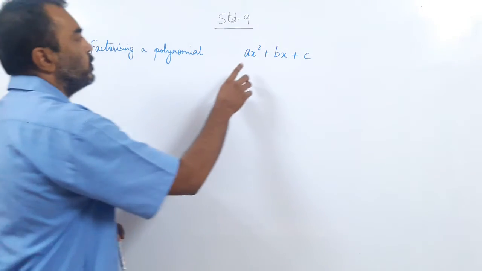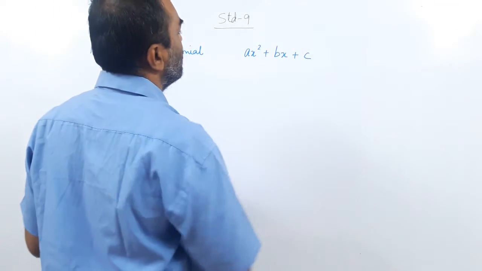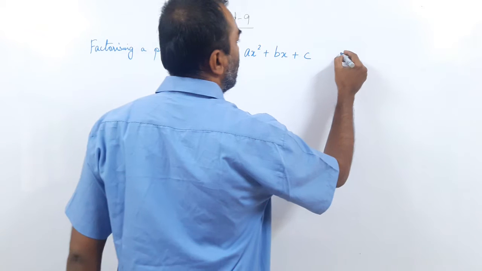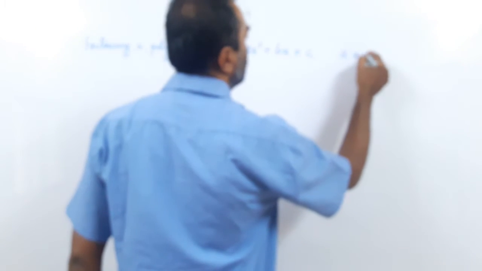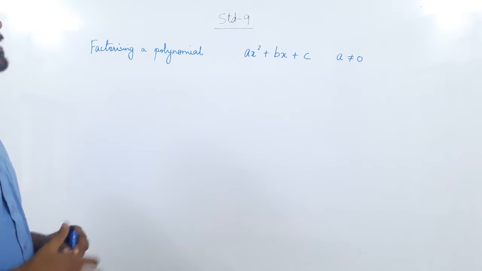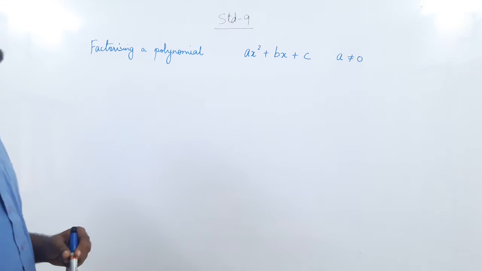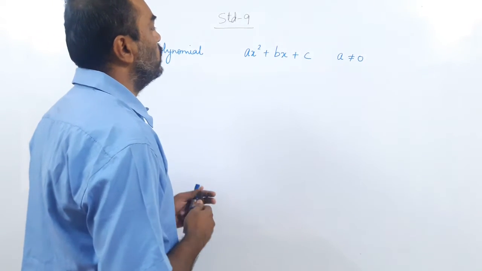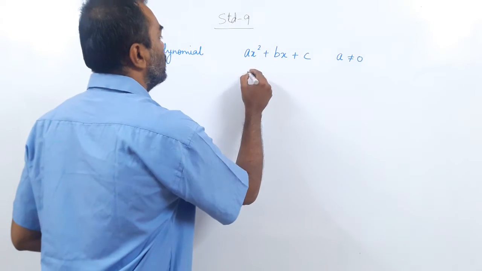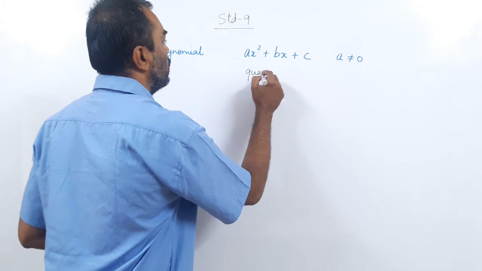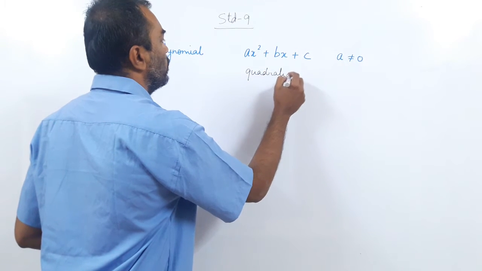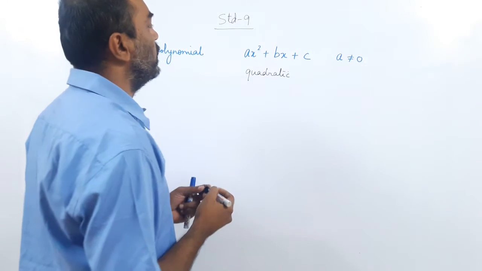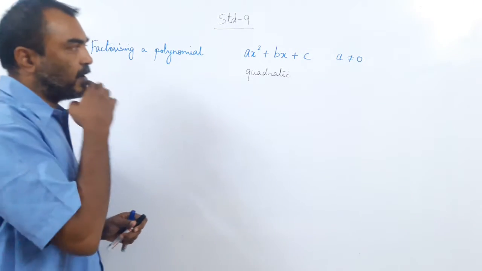We factorize the polynomial in the form of ax square plus bx plus c, where a, I told you yesterday, cannot be 0, right? So, it is a second degree equation. How do you know it is a second degree equation? Because the highest power of x is 2, it is a second degree equation called a quadratic. So, this is not just any polynomial, this is a quadratic polynomial, right?